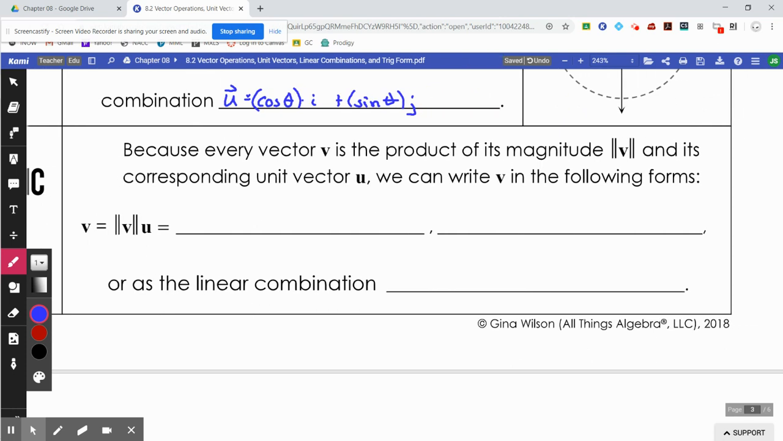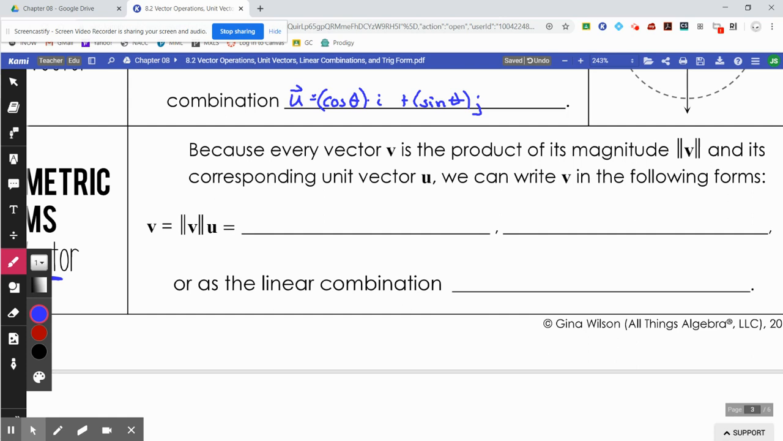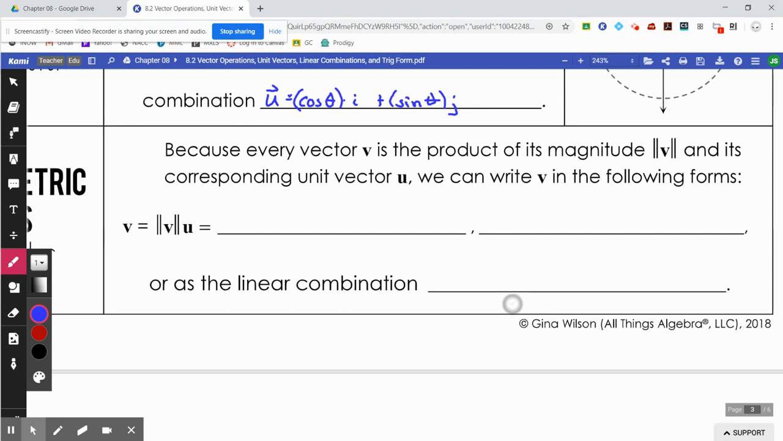Well, it says that every vector is the product of the magnitude of the vector and its corresponding unit vector. So if you have a unit vector, then you can change it back into its normal vector by multiplying by its magnitude, because the unit vector has a length of 1. Find the magnitude of the vector you're looking for and just multiply them, and it'll have that magnitude. We can rewrite it in the following form.